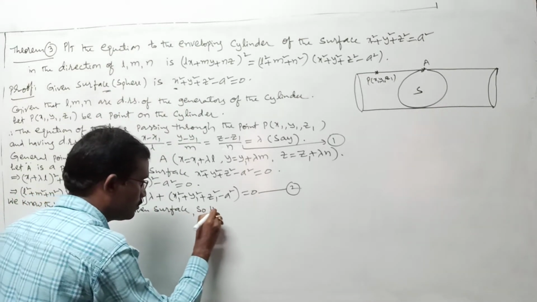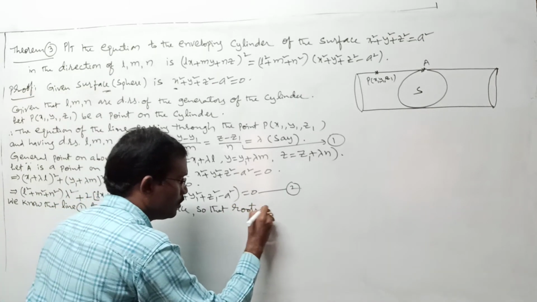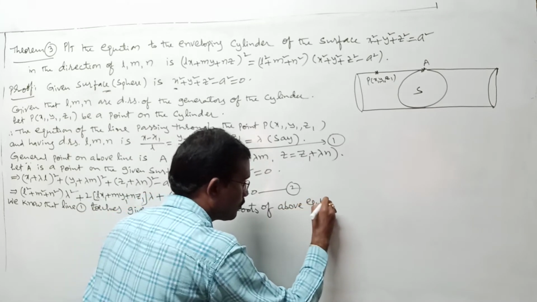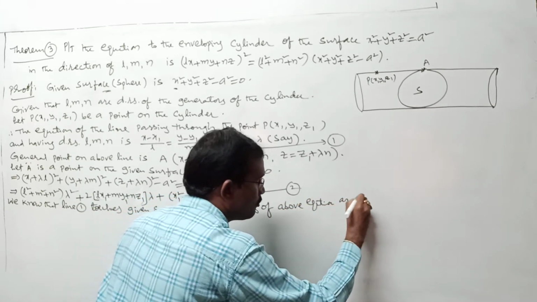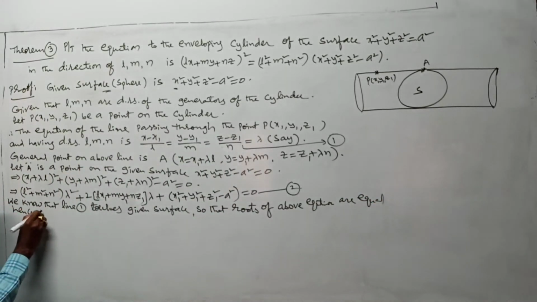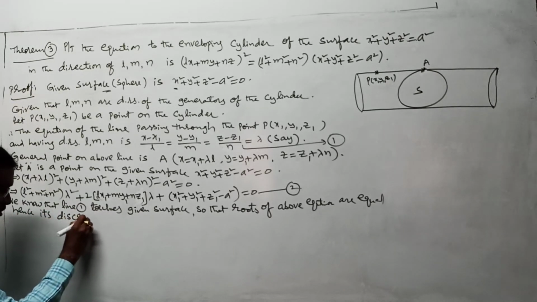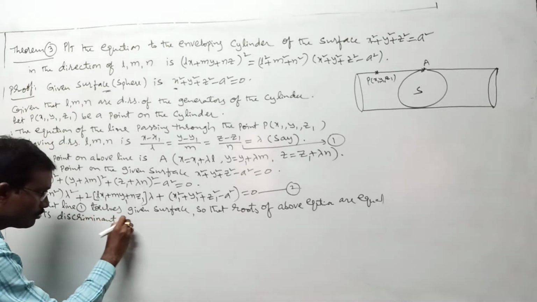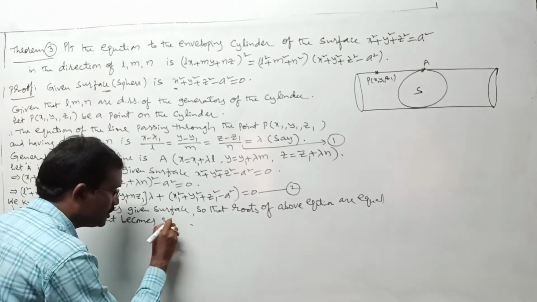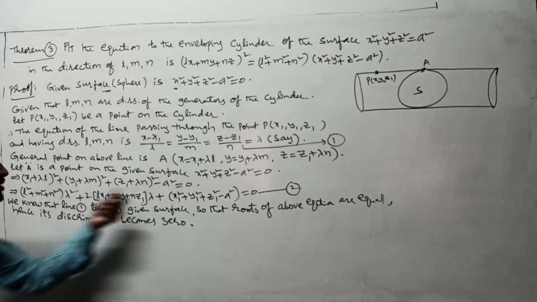So that the roots of the above equation are equal. Hence, its discriminant becomes 0. Yes, you know what discriminant is? Discriminant means b square minus 4ac equal to 0.